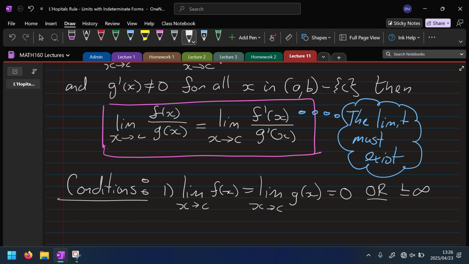Okay, so once you've checked that, if that's true, then you can check number 2. If number 2 is true, then you can check number 3. You go down the list. If any of them is not true, then you can't use L'Hopital's rule. You have to use something else.